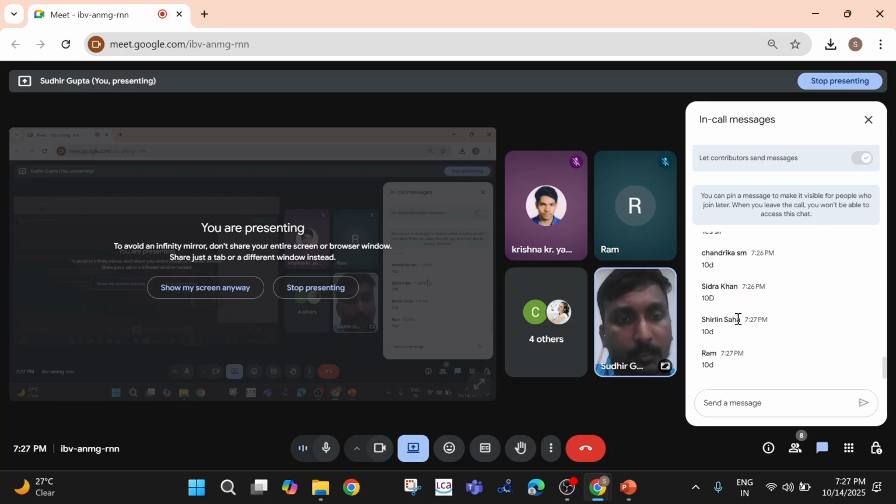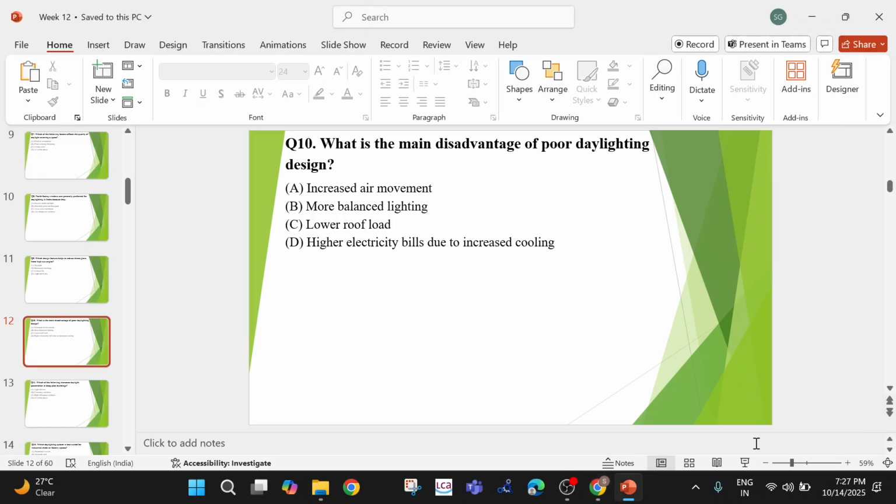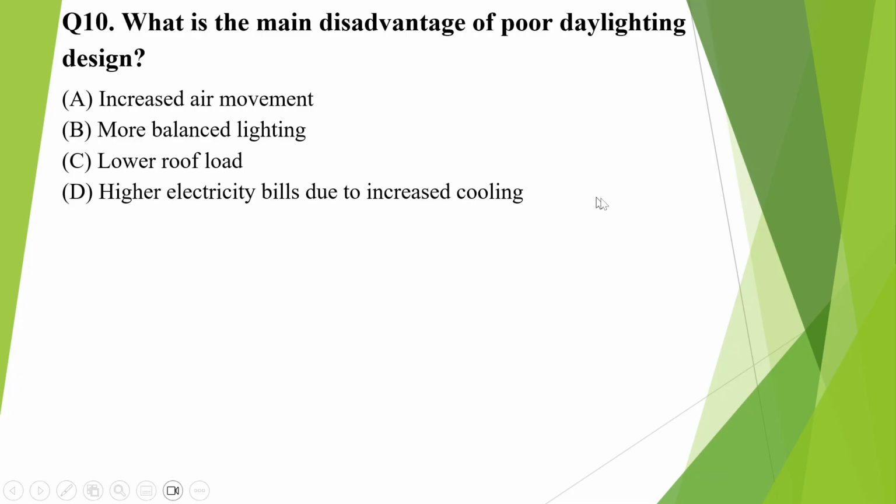10D, 10D, 10D, everyone. I don't know whether you are following each other or every one of you knows the answer, but it's good to see that all of you answered correctly. So it's 10D only. The main disadvantage of poor daylight in your house is that it will result in higher electricity bills due to increased cooling demands, due to overheating. Fine. So let us move to the 11th question.